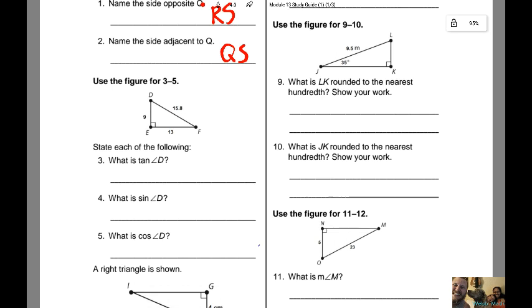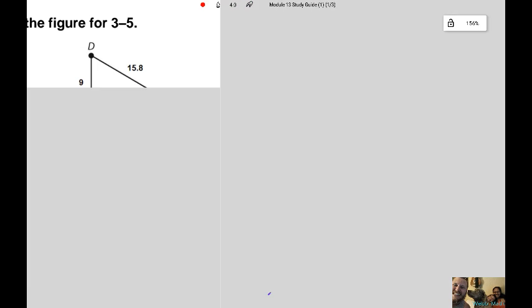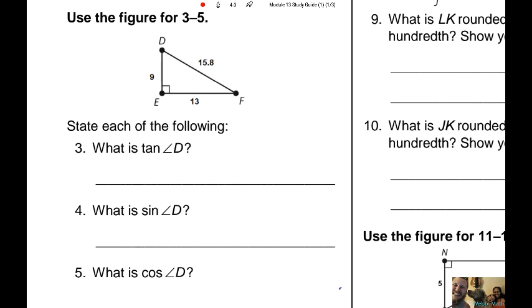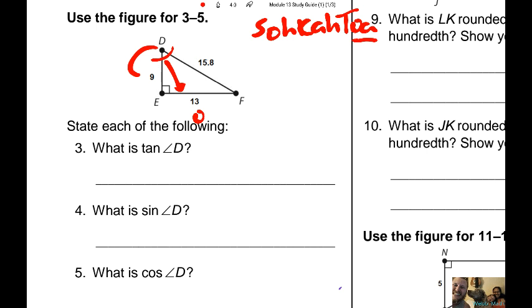All right, number 3, what is the tangent of D? So we're going out of a reference angle of angle D. Remember, there's something you need to remember for your test. So, toya. All right. So we're looking for tangent. So we're looking for OA. That means opposite over the adjacent. So the opposite is 13 over the adjacent, which is 9.